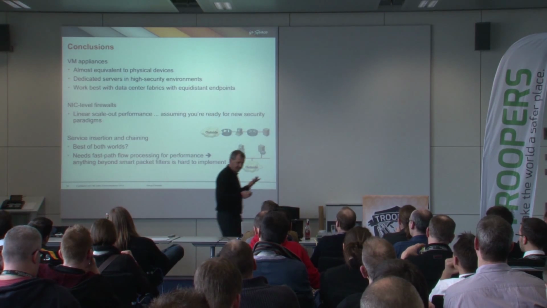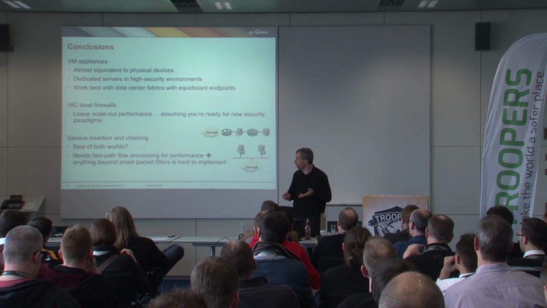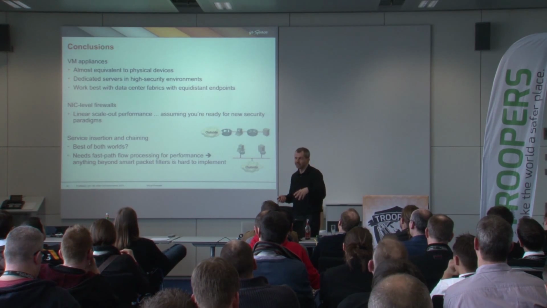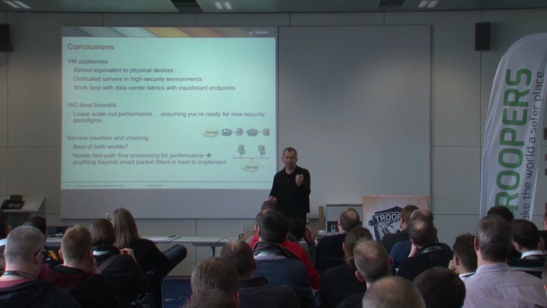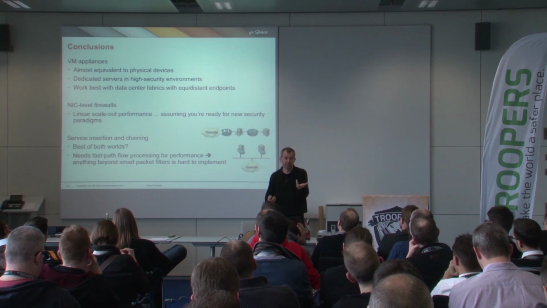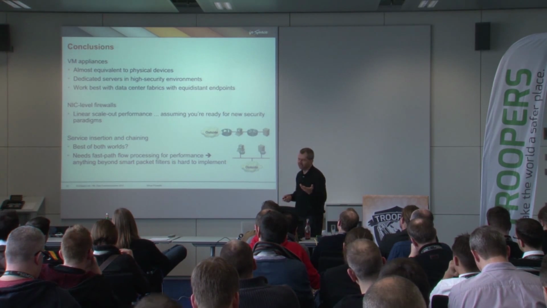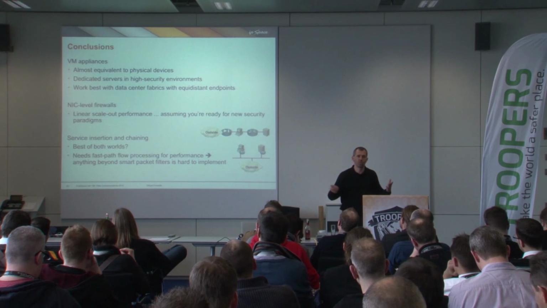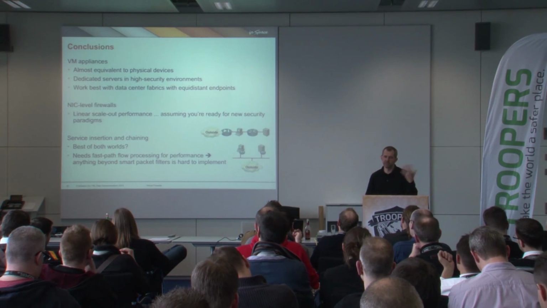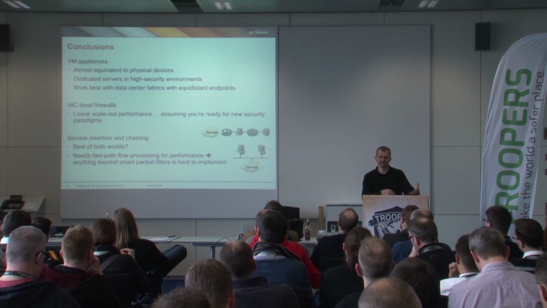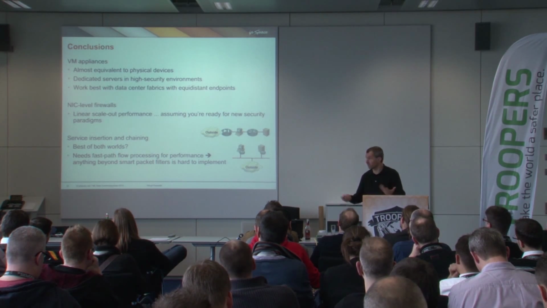On the other hand, NIC level firewalls do give linear performance. So as you add more VMs, each VM has a firewall attached, and that firewall is just eating a few CPU cycles. Well, a few is like 10%. It depends on your workload. The more CPU intensive the workload is, the less the firewall is using. The more I/O intensive the workload is, the more CPU cycles the firewall is using. That's obvious. But you have to be ready to go from the old world to the new world.